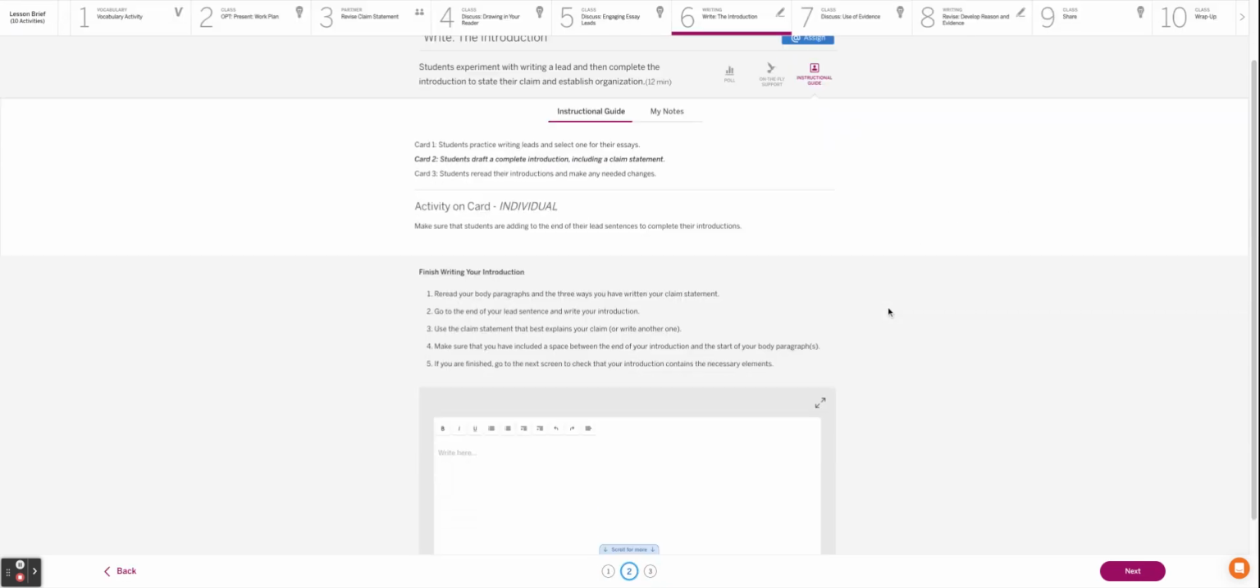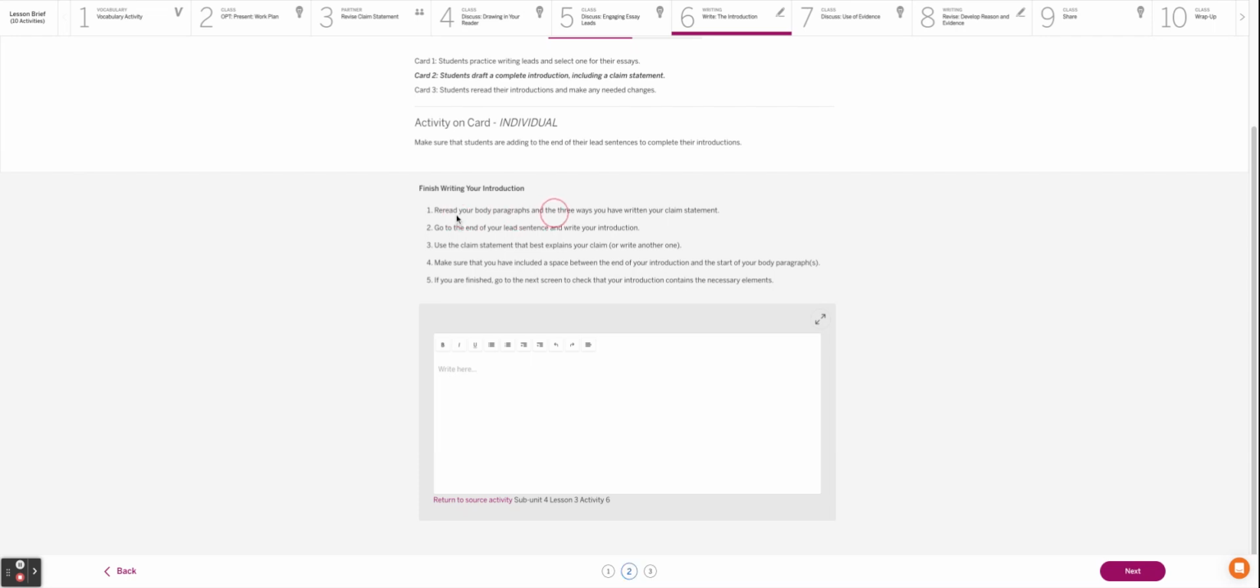In card 2, reread your body paragraphs. Go to the end of the lead sentence and write your introduction. Use the claim statement that best explains your claim. You can write a new one or adapt the one that you've already written. Make sure you've included space between your end introduction and the start of your body paragraphs. You can indent, you can skip a line. Once you're finished, go to the next screen so that you make sure your introduction has the necessary elements. You want to make sure that your introduction is full, explains a lot, and is interesting.